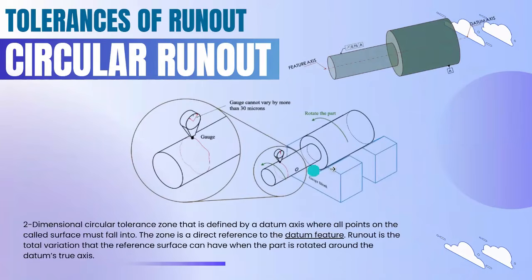So the manual method is that the datum axis is arrested and set to rotate 360 degrees with the dial gauge placed here, and the readings will be noted. If the readings come below this tolerance, then it is okay. If it goes above this tolerance, then it is not okay. Each point of the feature must lie within this tolerance zone.